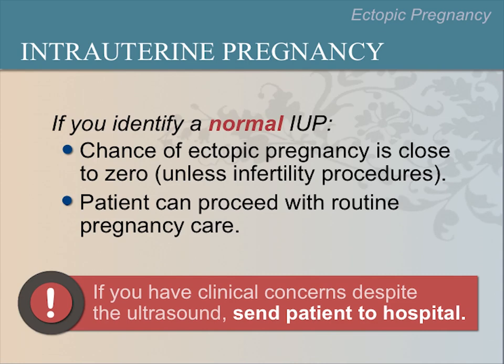If you can clearly identify an intrauterine pregnancy, there will be almost no chance of an ectopic pregnancy. If the patient has undergone infertility procedures, it is possible, although rare, to have both a normal intrauterine pregnancy and an ectopic pregnancy at the same time. For the care of a patient that has not had infertility procedures, identification of a normal intrauterine pregnancy means that she can proceed with routine pregnancy care. But if you have any clinical concerns, despite the ultrasound, don't hesitate to refer the patient to the referral hospital.